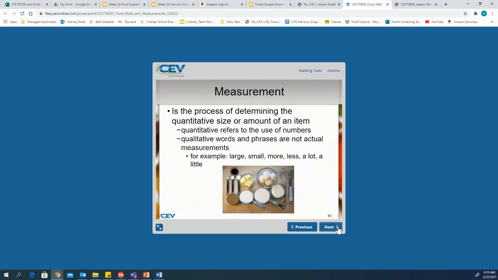So first of all, what is measurement? Measurement is the process of determining the quantitative size or amount of an item. So how much of something are you trying to put into a recipe? When we are talking about quantitative, we want to think of numbers. We're not going to be thinking of words or phrases like large, small, more, less, a lot, or a little. We want to think of things like 1/4 of a cup, 1/2 of a cup, 1 tablespoon, 1 teaspoon, something that's quantitative.